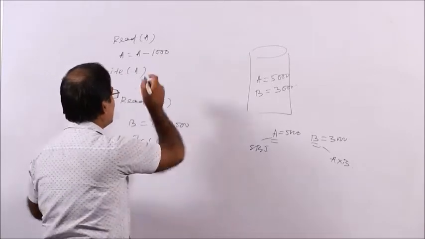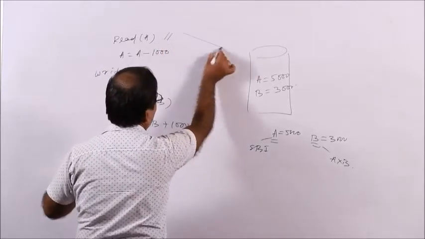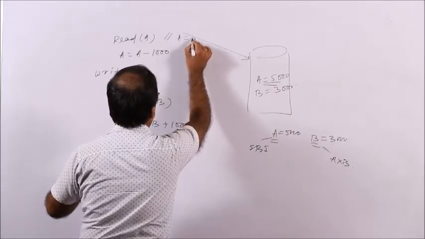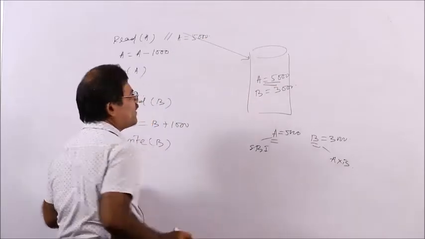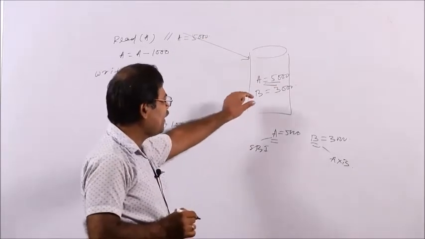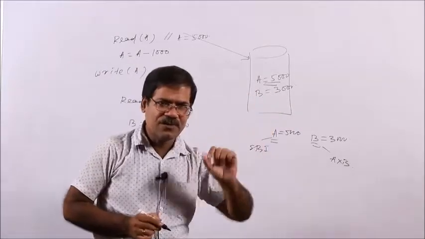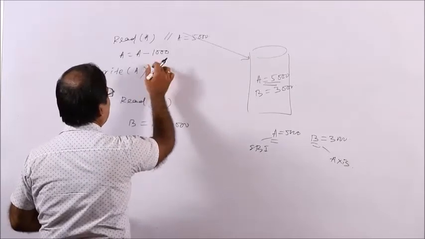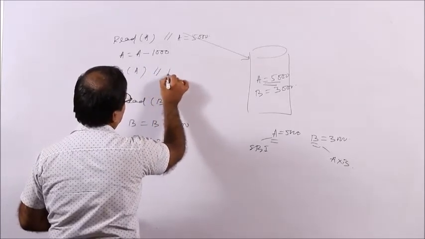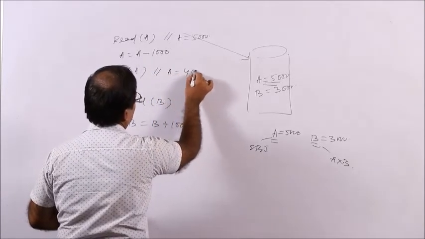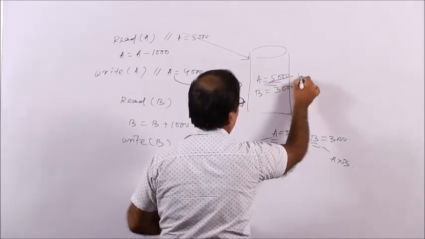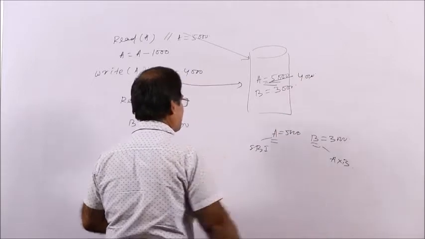So we will read. What is the value of read? Read means what value we read from the database. The A value will be what? A is equal to 5000, because my account value is stored where? On the server. The server stores the account values. So A is 5000 rupees. So withdrawing 1000 means A is what? A is equal to 4000. So that 4000 will be written here. Thus the updated value will be 4000.